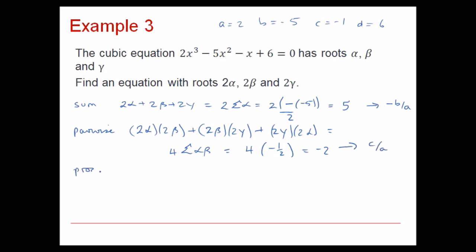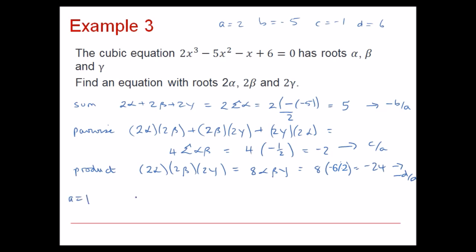And then the product, I've got 2 alpha times 2 beta times 2 gamma, or in other words 8 alpha beta gamma, which equals 8 lots of minus 6 gives me minus 24, which gives me my new minus d over a. So an equation, if I take a equals 1, will be x cubed minus 5x squared minus 2x plus 24 equals 0.